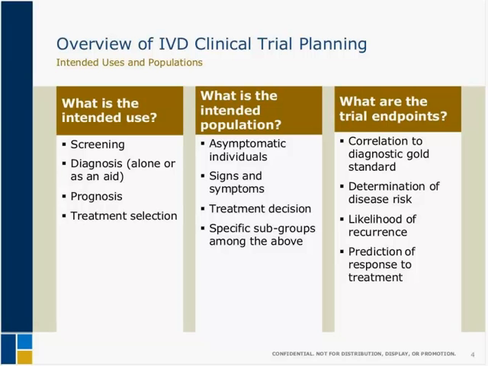And then once you have this defined, you begin to look at what your trial endpoints are. Are you going to correlate to a diagnostic gold standard or to a predicate device? Are you going to look at the risk of developing the disease? What's the likelihood or risk of recurrence of a disease? And prediction for response to treatment. All those are types of endpoints that match the intended uses and the intended populations.